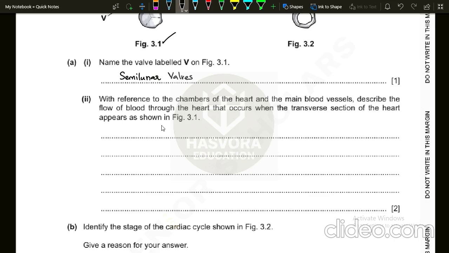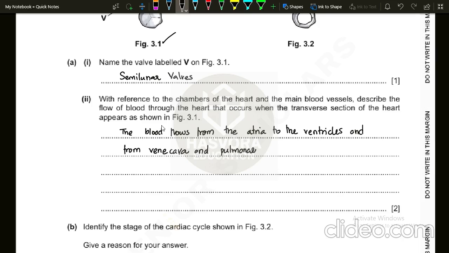So we can simply write: the blood flows from the atria to the ventricles, and from the vena cava and pulmonary vein to the atria.